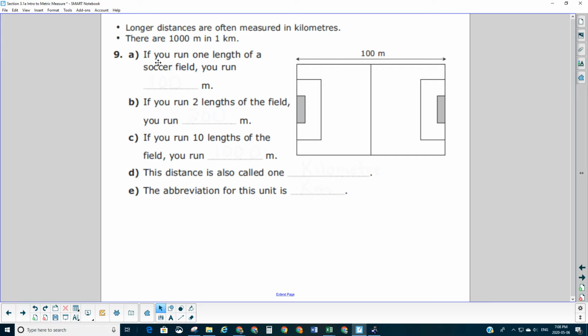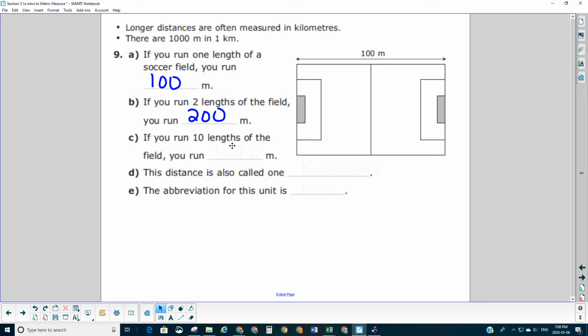So for example, one length of a soccer field is exactly 100 meters long. Okay, 100 meters long is a soccer field. It's a little bit different than a football field. A football field is measured in yards, okay, and this is in meters. So they're just slightly different sizes. But if you run one soccer field, it's 100 meters. So if you ran one soccer field and there was another one right next to it, you ran 2 of them, you would be running 200 meters.